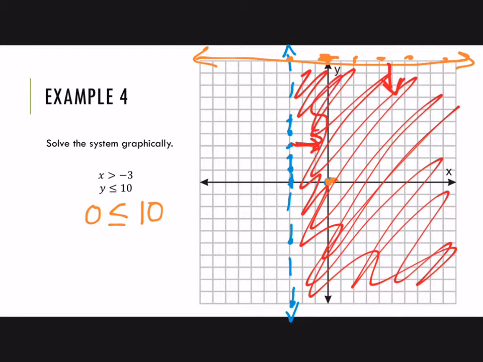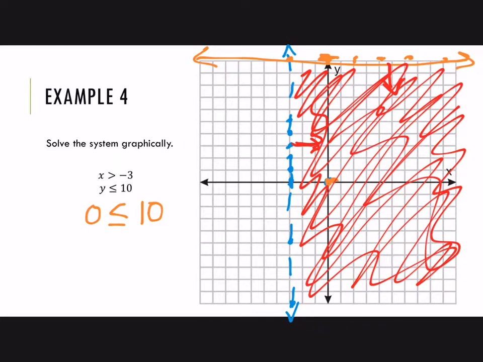And notice I'm just ignoring the x and y axis when you're shading. I'm just shading in reference to the orange and blue lines. Points on the line, could they be solutions? Well, things along the orange one, yes, because they are still to the right of the blue line and below or on the orange line. But points on this blue dotted line would not be part of the solution, because that's a dotted line, it's not included.